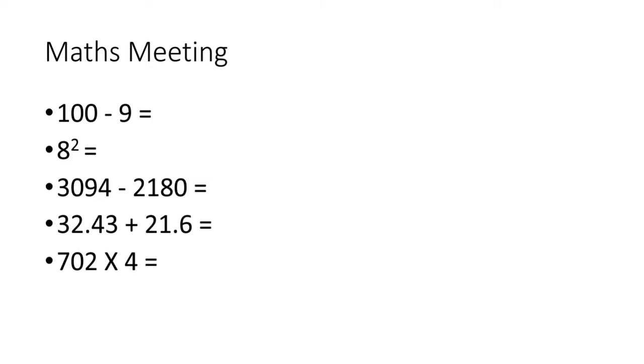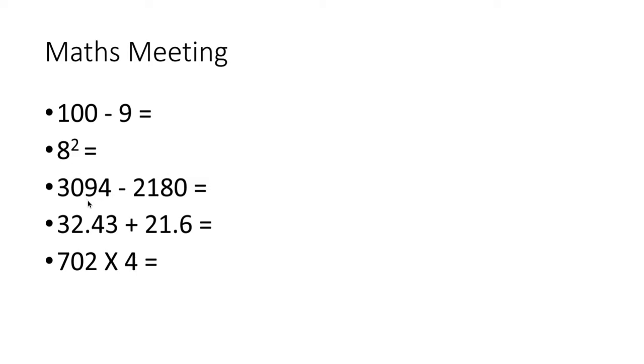First of all, we've got our maths meeting. I had some fantastic pictures yesterday of your maths meetings. First question, 100 minus 9. I'd use a mental method, probably counting on from 9 to 100 for this, but you could use column methods. 8 with a small 2 there means 8 squared. 8 times by itself twice, 8 times 8.